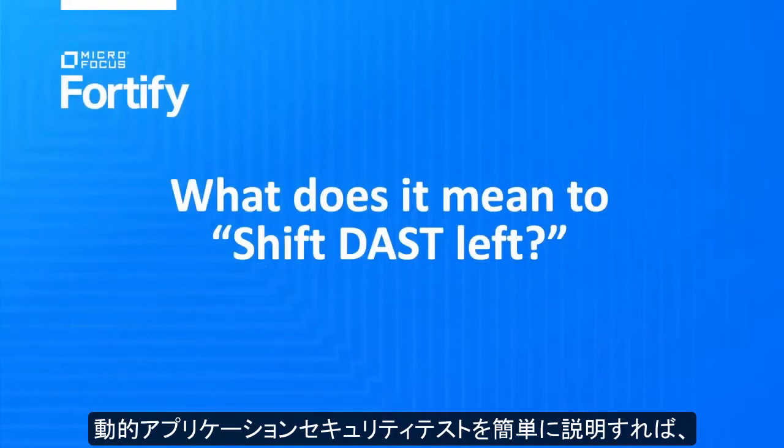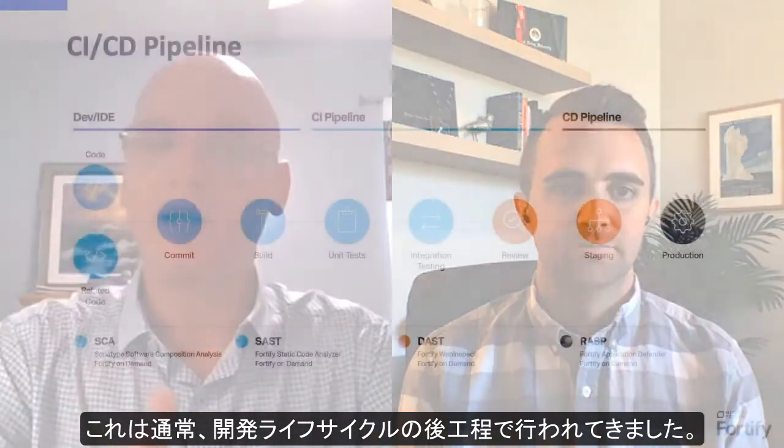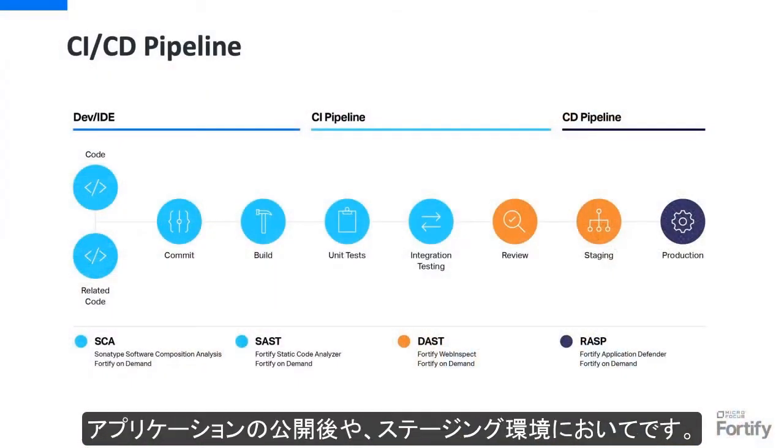From a high-level view, dynamic application security testing looks at how that application interacts, how it works, and what security vulnerabilities we can elicit while we're testing those, right? Generally, that's been done later in the life cycle, after the application has already been deployed, or while it's in the staging environment.